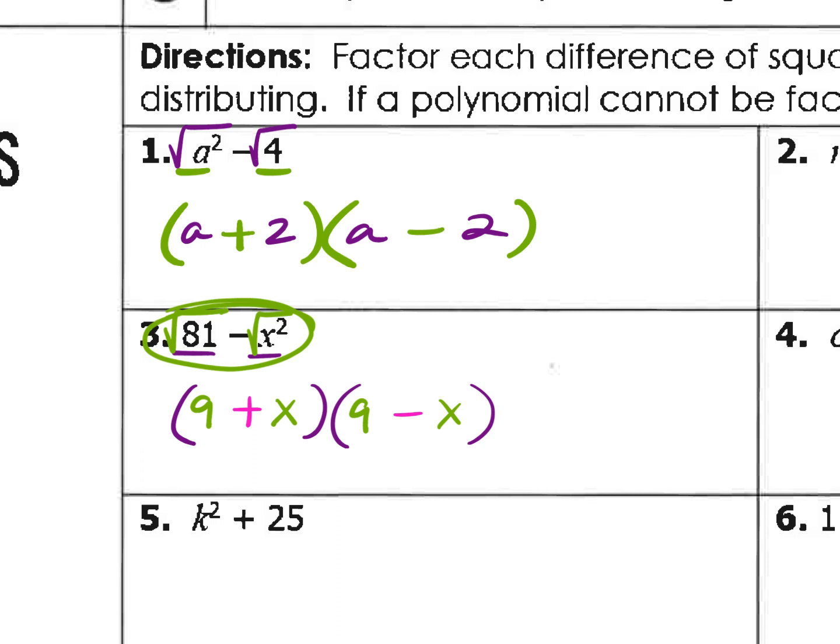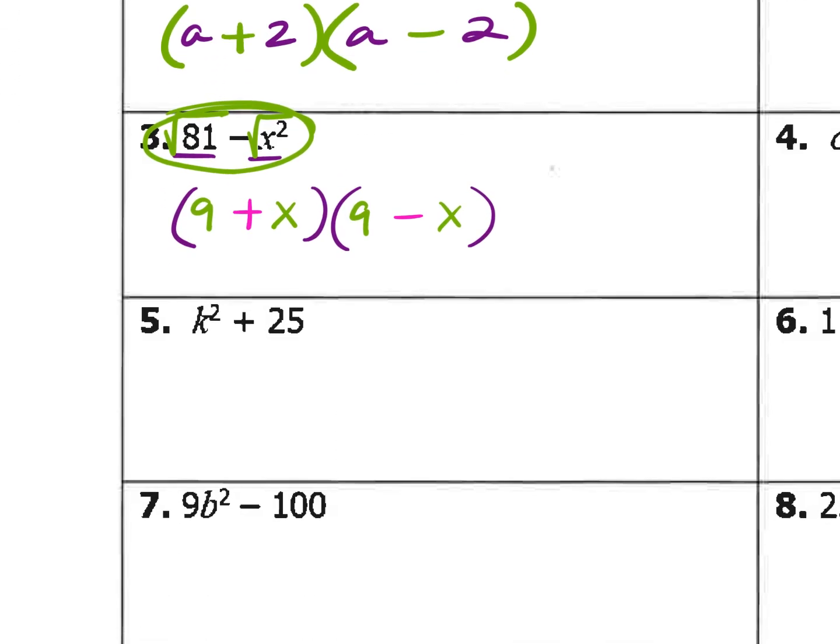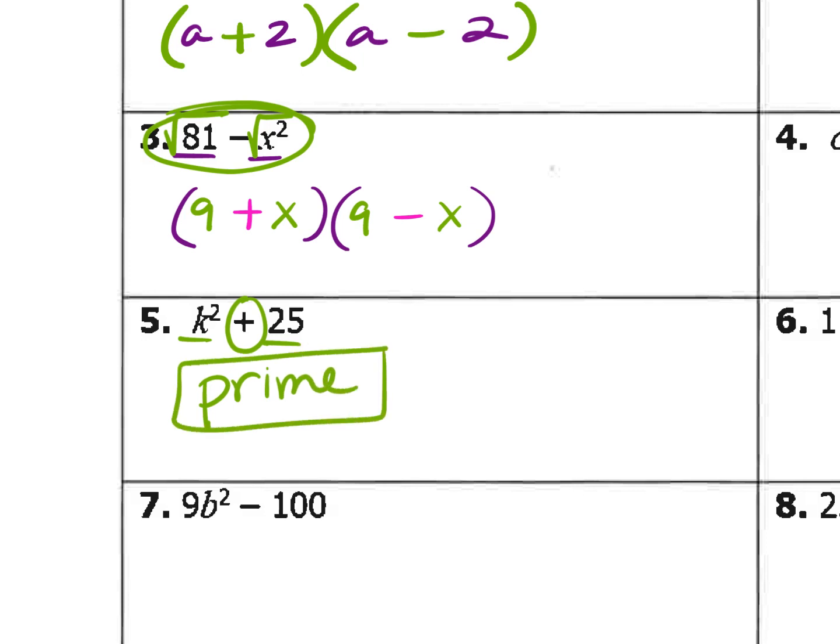Okay? Okay, look at number 5. Is this a perfect square? Yes. Is this a perfect square? 25. Yes. Is it a difference of squares? No, it's a sum. Sums don't work. You cannot factor a sum of perfect squares. This is one of those where you just say prime. It's as simple as it can go, and you don't have to do anything to it.